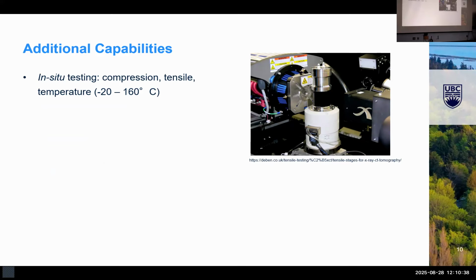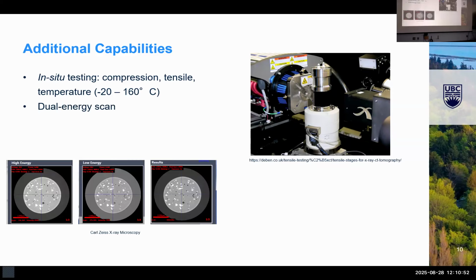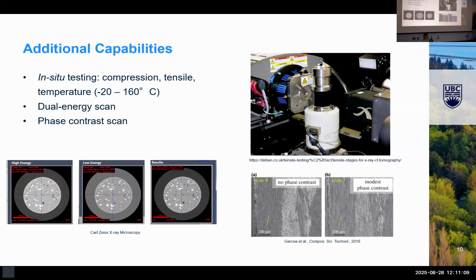We have some additional capabilities on the instrument. We can do in situ testing, a bit of what I'll talk about today. We have a compression and tensile stage, and allegedly temperature control, even though we're not too sure where it actually is. And then there's a dual energy scan mode, which I don't think we've ever tried, but it helps you do essentially lab scale crystallography and distinguish between different materials that are very close in density or atomic composition, better than we'd be able to otherwise. And then there's also a phase contrast mode, which I think we also haven't really used. And that helps delineate between the different phases and phase boundaries in the material.